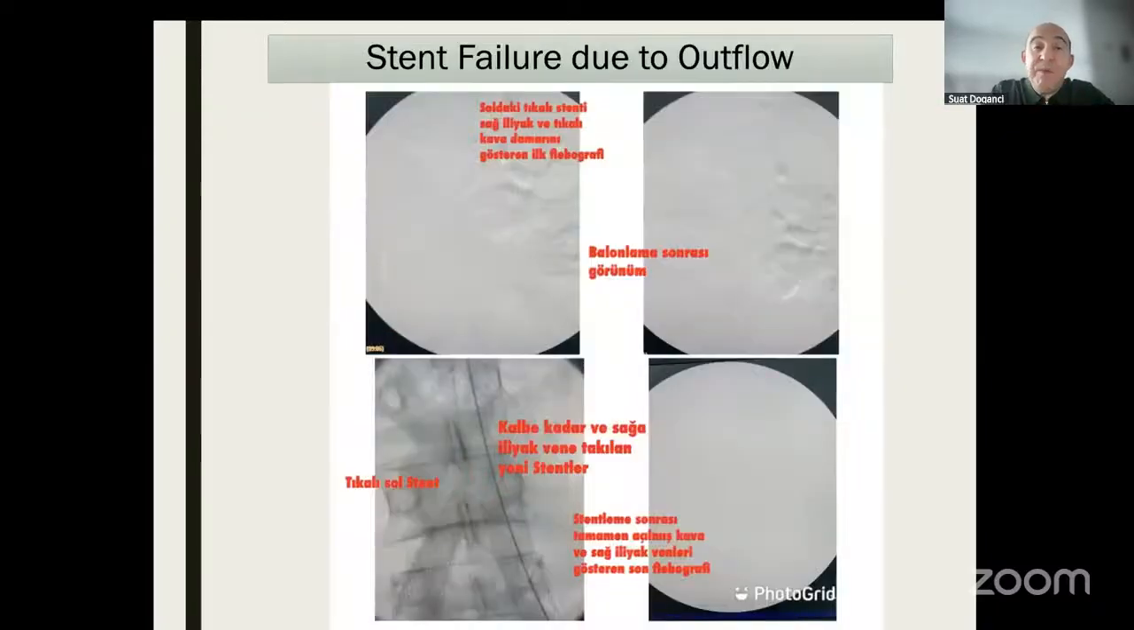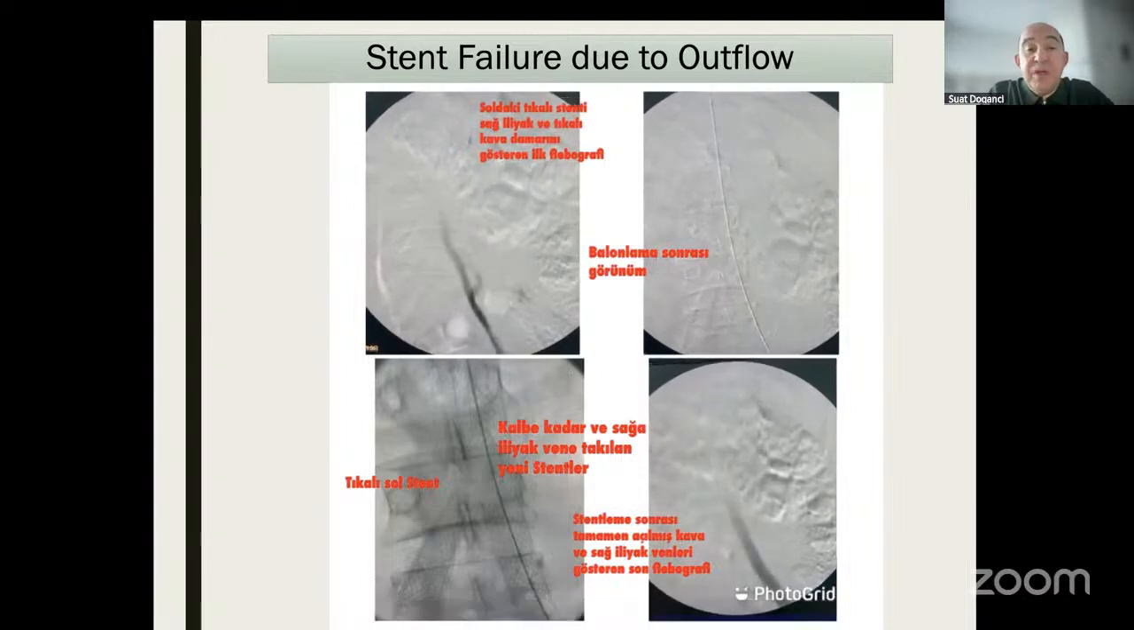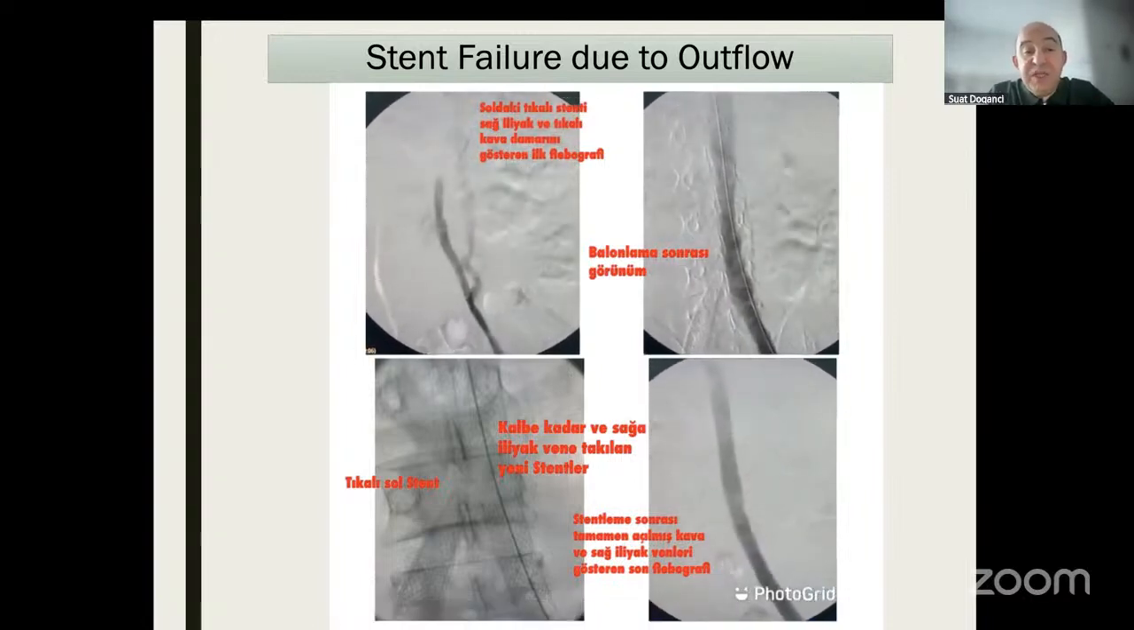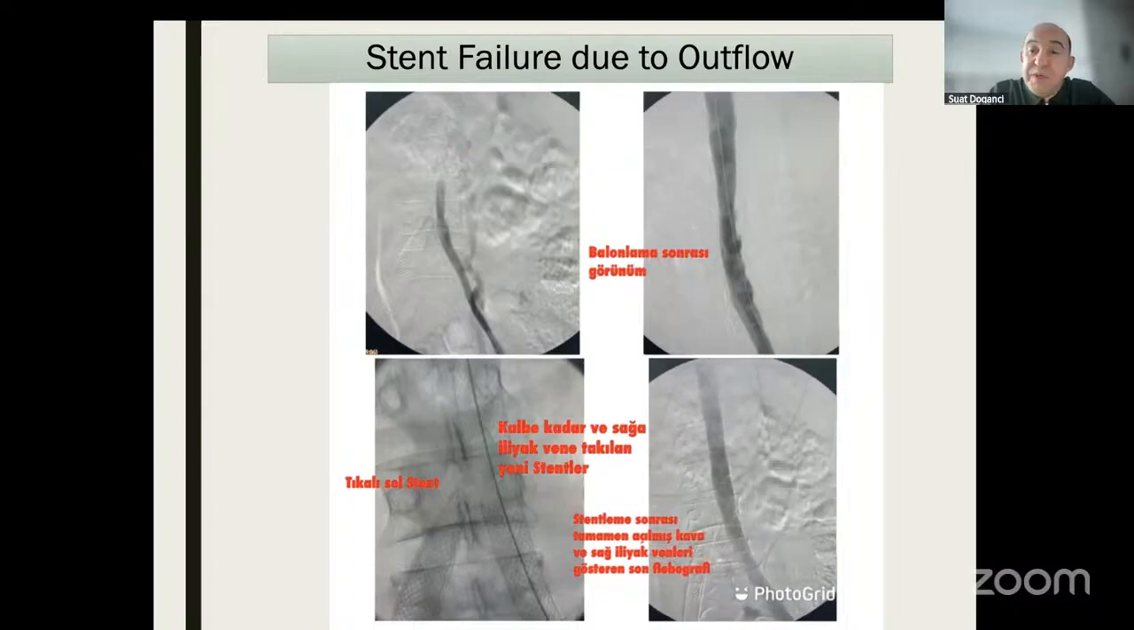Another problem here, you will see a stent failure due to outflow. This patient was stented in another clinic. You see that the tip of the Wallstent was very narrowed because of the stent characteristic. But the problem with this patient is that the left side and the cava were already also occluded. Unfortunately, in that center, they only recanalized the right side and put the stent below the occluded cava. So there is no chance that this stent can stay patent.